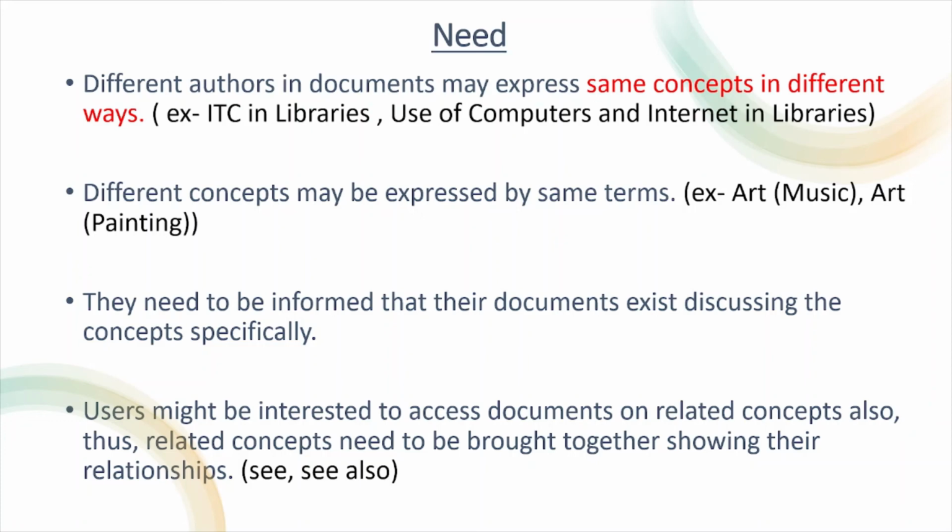Users might be interested in accessing documents on related concepts also. Thus, related concepts need to be brought together, showing their relationships. Sometimes we put an indexing term, and some related concepts are also discussed in that document. So it is necessary to relate those concepts to that particular indexing term to give the overall view of the document, showing which types of concepts have been discussed in it.